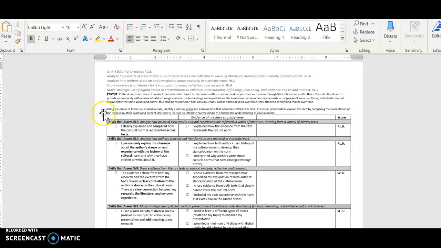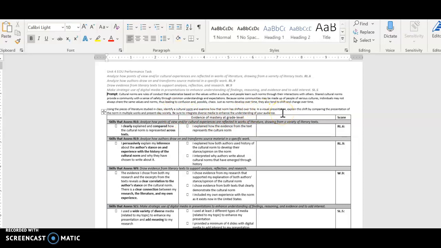Using the pieces of literature studied in class, identify a cultural norm and examine how that norm has shifted over time. Okay, so if you think back to the writing formative that you did, you already did this. You picked a cultural norm. You did the research. You wrote a little bit about it, and then you did the essay where you analyze that norm. So this is just reminding you of that piece you've already done. Using the pieces of literature, identify a cultural norm and examine how that norm has shifted over time. In a visual presentation, explain this shift by comparing the presentation of the norm in multiple works and present-day society. Be sure to integrate diverse media to enhance the understanding of your audience.